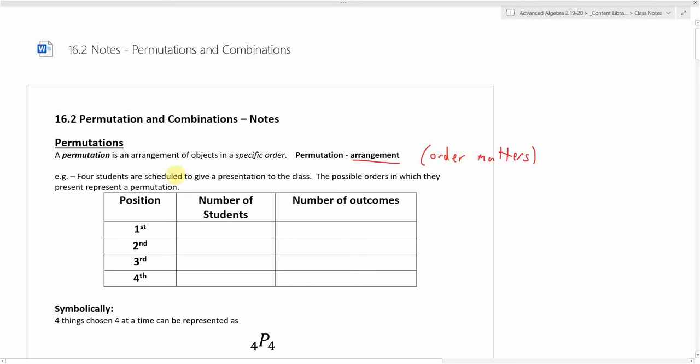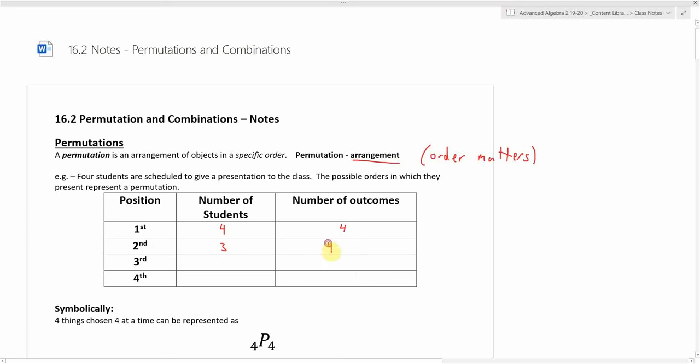So let's see a situation where we use permutations. 4 students are scheduled to give a presentation to the class. The possible orders in which they present represent a permutation, right? The orders in which they present are different arrangements. So let's think about the different possible outcomes here. For the first presentation, there are 4 different people who might present in that first spot. So there are 4 different outcomes there. For the second position, there'd be 3 people available. Once the first person presents, there are only 3 people left for the second spot.